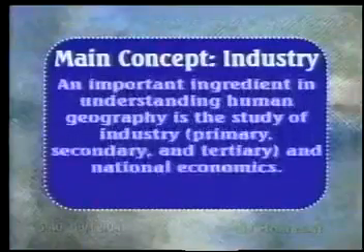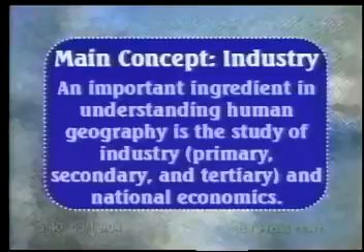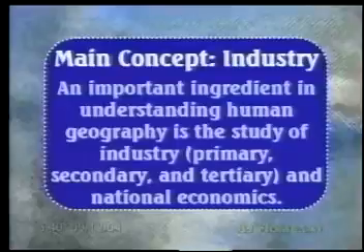And these chapters consider human geography, or the study of man as he lives on the earth and uses the resources that God has given him, whereas previously we covered physical geography, talking mostly about earth science concepts. Now, for the chapter on industry, our main concept is an important ingredient in understanding human geography is the study of industry, primary, secondary, and tertiary, and national economics.